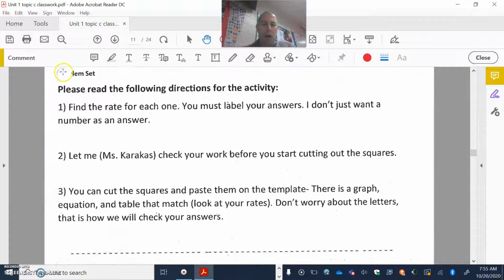Here we go. So directions here is you are finding the rate, all right, for each one. All right. Label your answers. We just don't want to have a number answer balance.